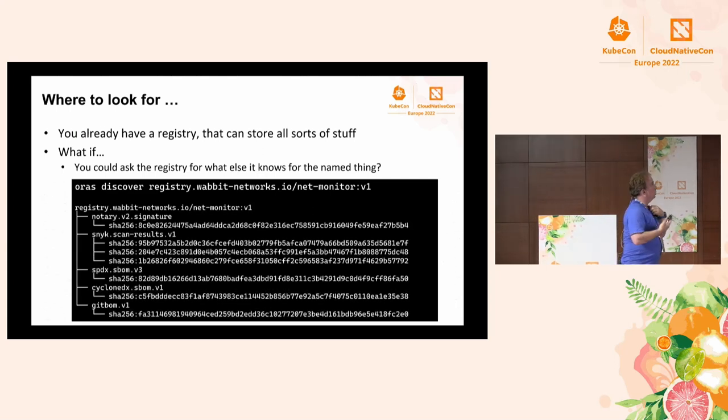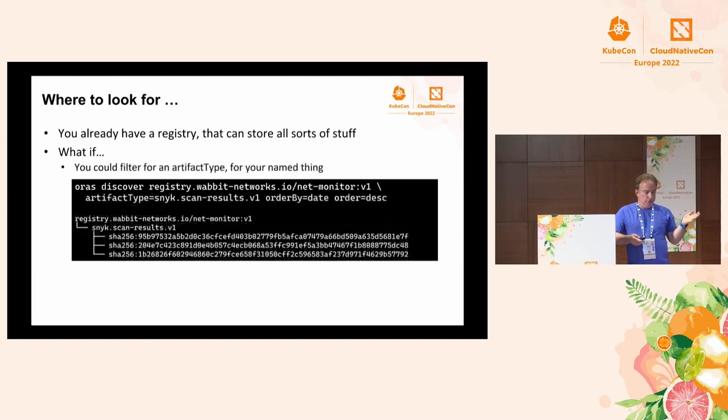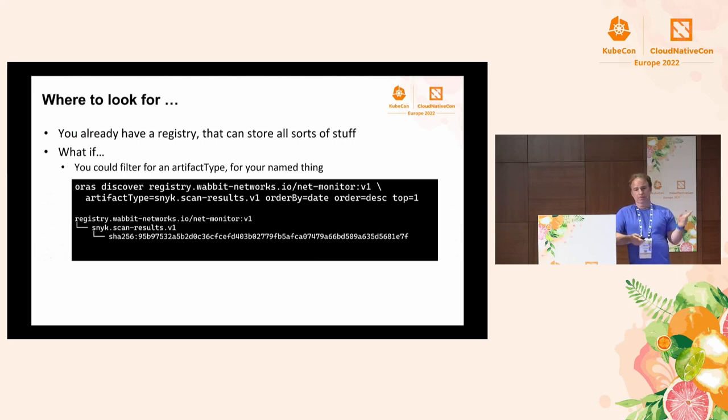So we have this project called ORAS, OCI Registry As Storage. And I can say from a client perspective, hey, discover what's related to the net monitor image. And now the results can come back and say, hey, here's some signatures. Here's a bunch of scan results. Here's two different SBOM formats and a GitBOM. I can hang all of those off my net monitor image. I could even filter. Maybe I only want the scan results. Well, there's three of them. Well, I can order them by date, descending or ascending. And I can also say, just give me the top one. Right? That would be kind of cool.